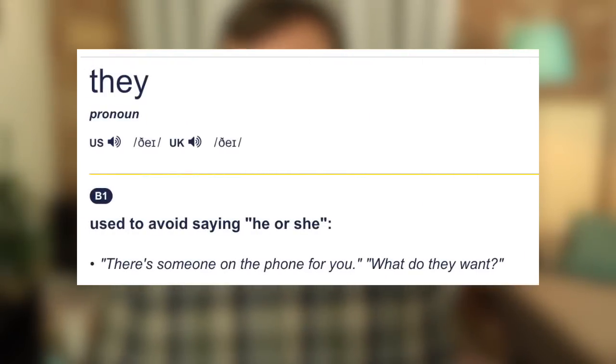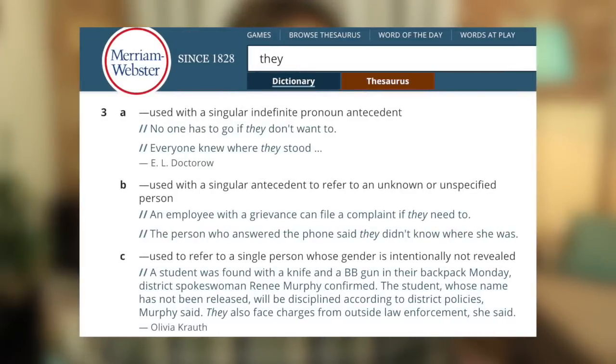This is definitely becoming more accepted nowadays. You will even find this in some very well-known online dictionaries. Cambridge says that you can use this to avoid saying he or she. Told you I don't really like to continuously say he or she. And Merriam-Webster actually gives you a lot of specific information about the singular they.